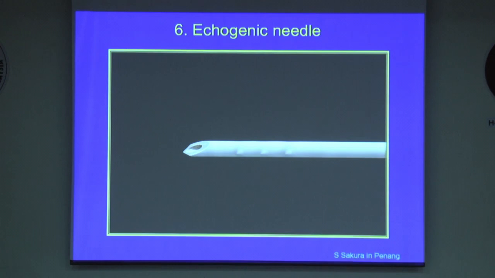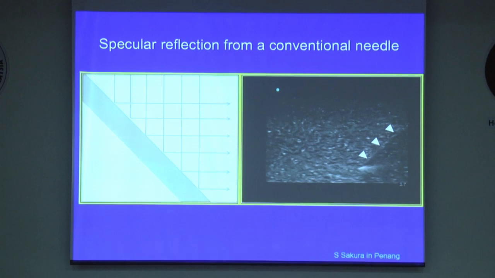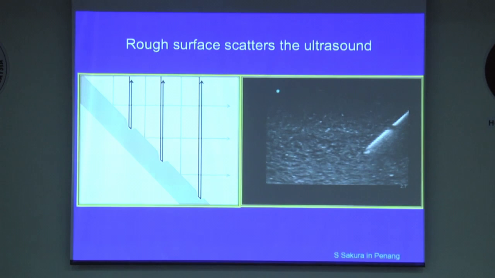So this slide shows a specular reflection from a conventional needle. As you can see, if you insert a needle at a steep angle, the echoes are reflected away, and you cannot see the needle. In contrast with an echogenic needle, the rough surface scatters the ultrasound in all directions, and some of the echoes can come back to the probe, so you can see the needle.